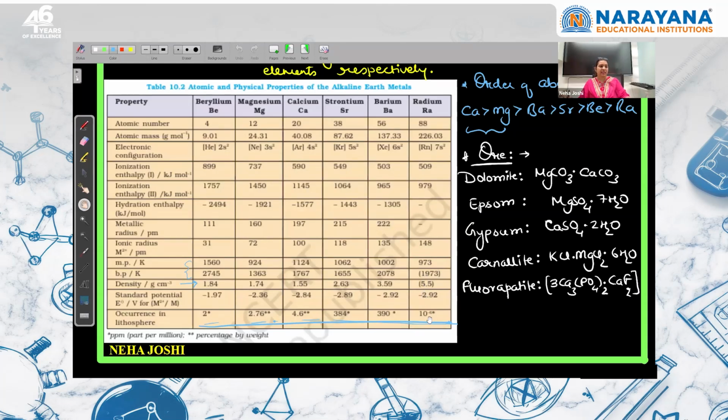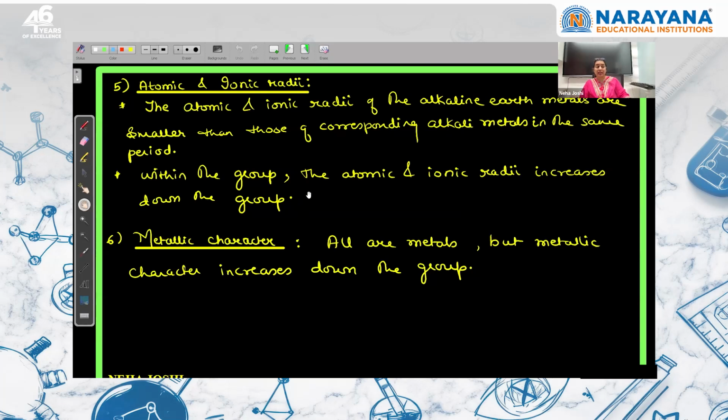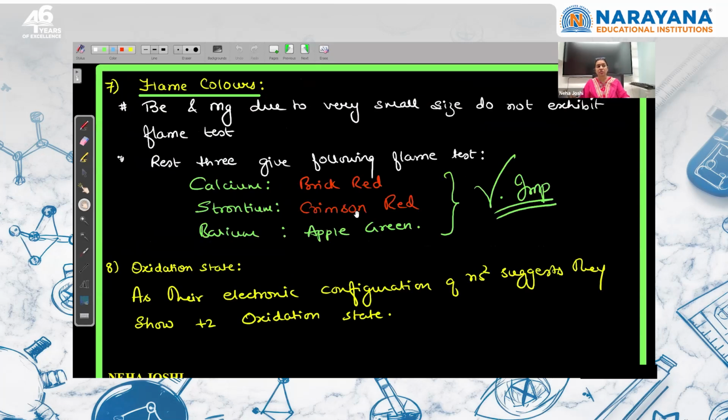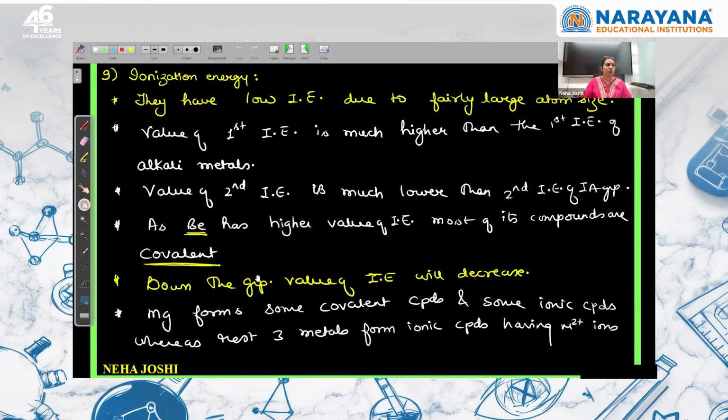Its abundance is about 10 to the minus 6 or minus 5 ppm, so its availability is also very, very low on Earth. Calcium is brick red, strontium is crimson red, barium is apple green. These three are important flame tests that you need to remember from this. And of course, we have already remembered the flame tests from the first group. The peak oxidation state is +2.